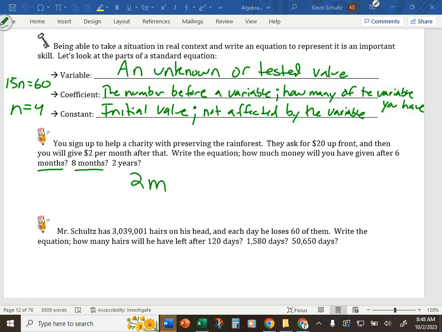What's the constant? 20. Why? Because it's initial. It's where you start. If you're part of this charity for a month or 20 years, you're still giving $20 that first time.